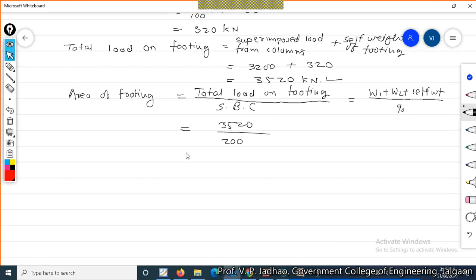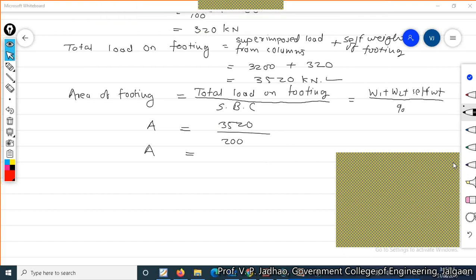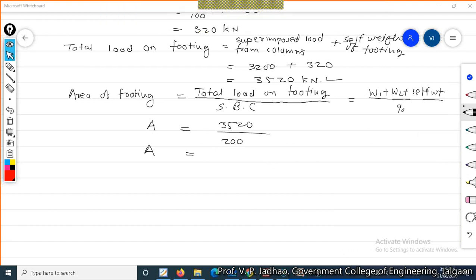So we get this value of the area of footing. How much is it? The area of footing will be equal to 17.6 meter square. We have got the area of footing equal to 17.6 meter square. Already we have been given the value of B equal to 2.4 meter.